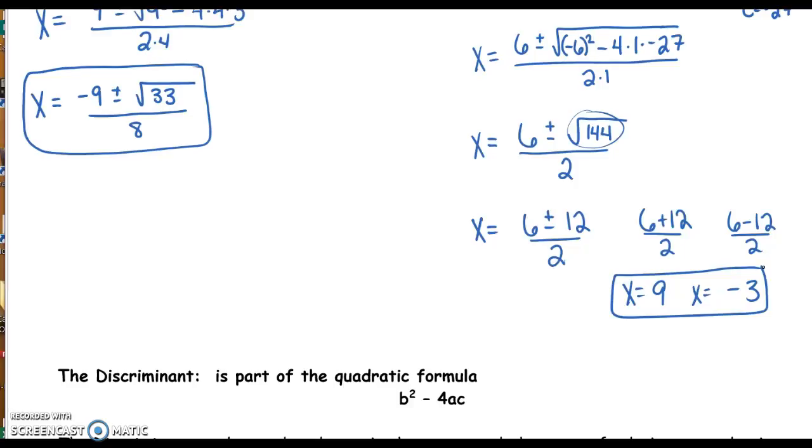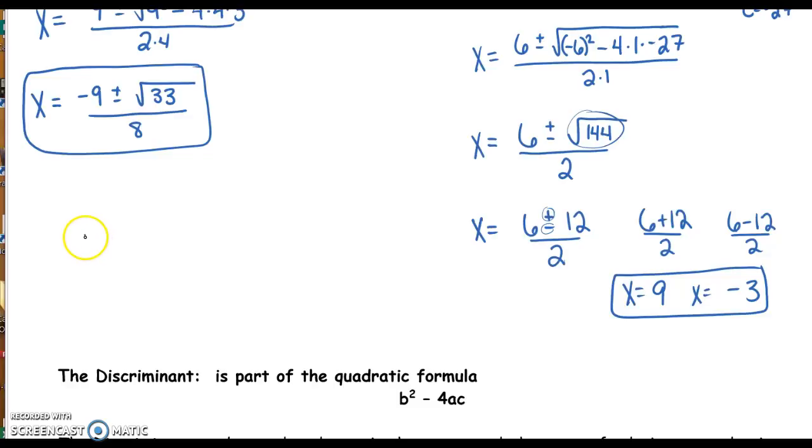So if it's radicals, simplify your radicals. If it ends up working out to a perfect whole number answer, then do the problem twice using the addition symbol once and the subtraction symbol once to get your 2 separate answers.